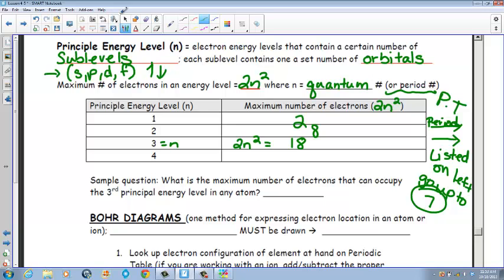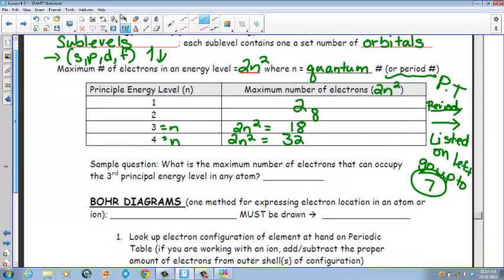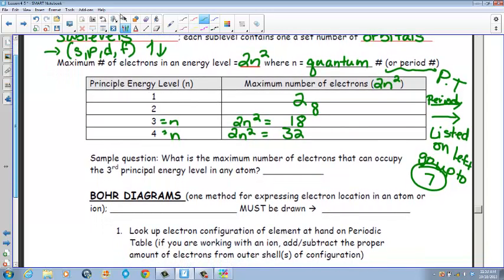And then 4, all right, if we're going to say that 4 is equal to n, and we use this general equation, 4 times 4 is 16, times 2 is 32. And generally, we don't really go past that for the Regents, but we can just use this general equation to tell us. So if we go on, okay, anything in period 5 and 6, we'll use this general formula to figure out how many electrons are in those principal energy levels.